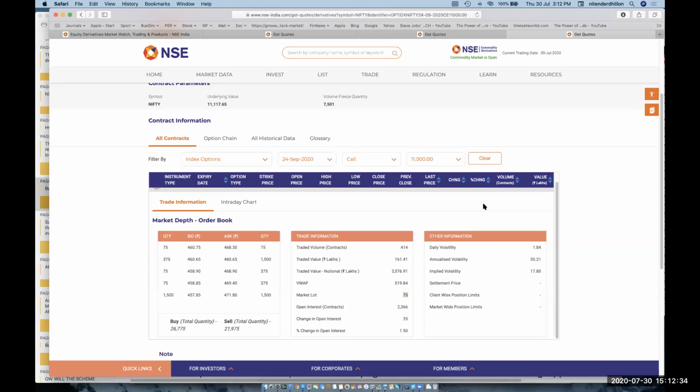What I am saying is, if it is not closed at 12,000 but at 11,462, then 462 points into 75 into 1 rupee into the number of contracts is a gain. He has also paid 462 into 75 into the number of contracts. So he will have zero.